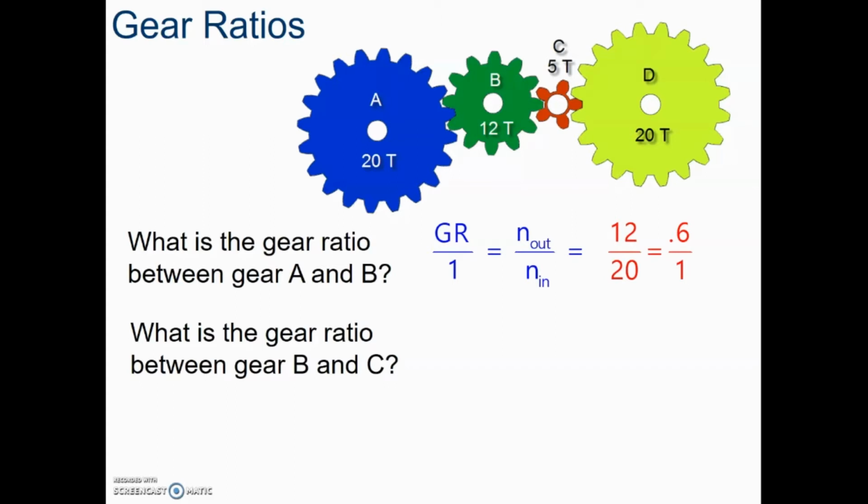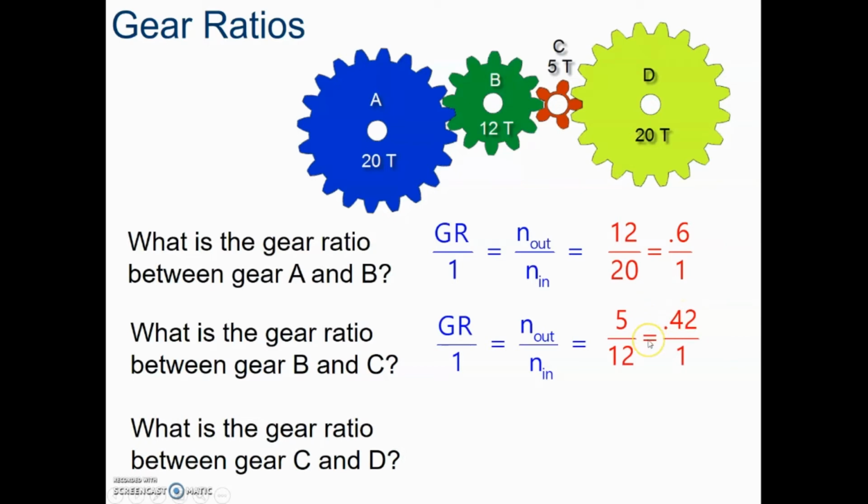Now let's do the same thing for gear B and C. If I'm focusing on those two in particular, B is my input because that's where the force is coming from. C is my output. So I'm going to plug those values in, 5 for my out, 12 for my in, and we get a value of 0.42. Now, last but not least, let's check out C and D. Same idea. C is our input now. D is our output. And if I plug my numbers in, I get a gear ratio of 4.